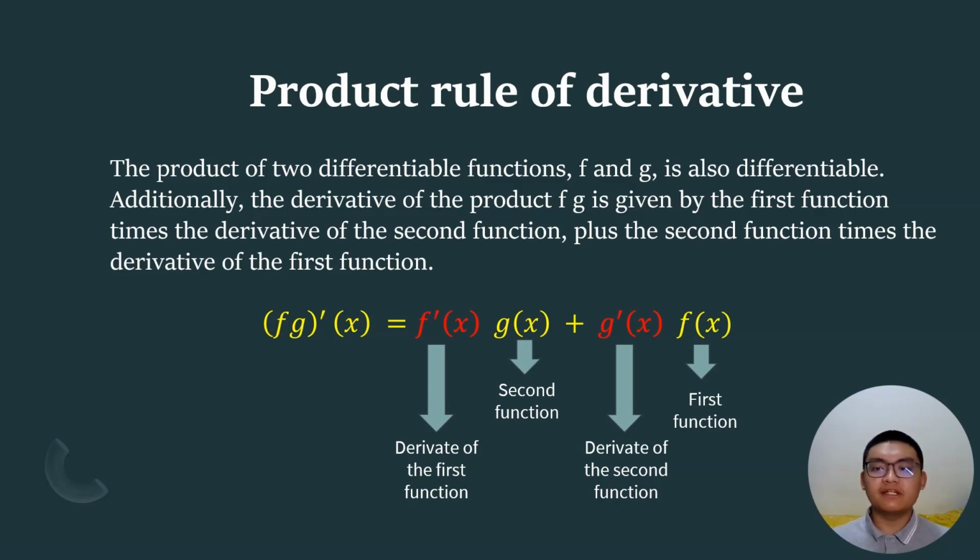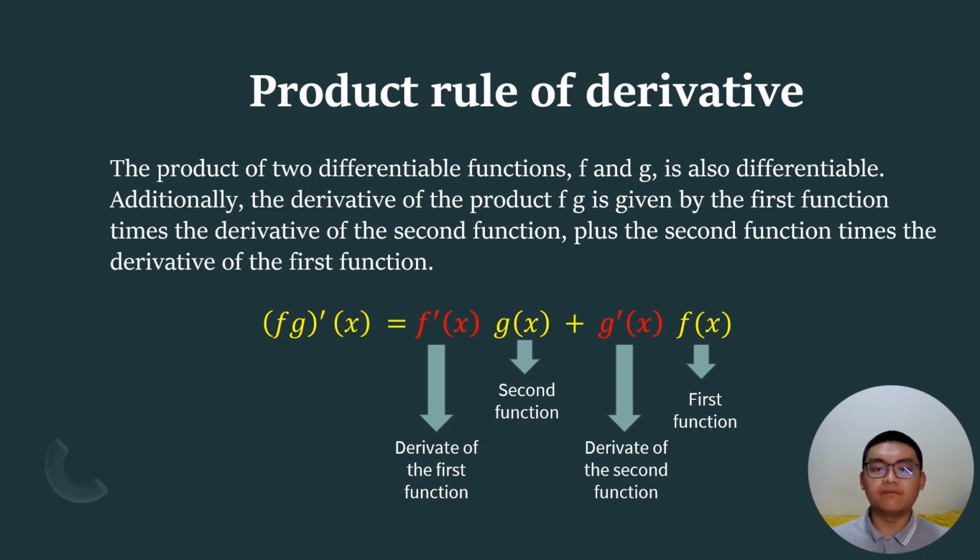Mathematically, it is expressed as follows: the derivative of f times g with respect to x is equal to the derivative of f of x times g of x plus the derivative of g of x times f of x. In symbols, it looks like this: the derivative of f times g of x is equal to the derivative of f of x times g of x plus the derivative of g of x times f of x.